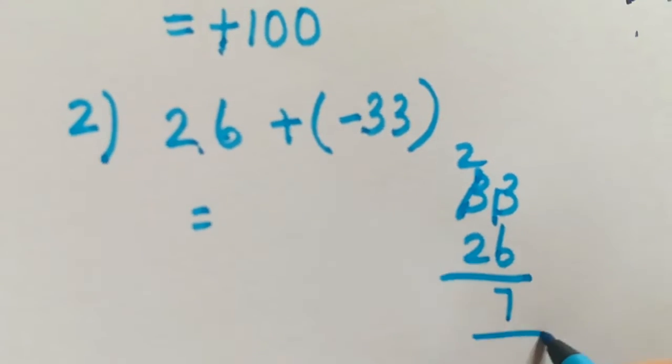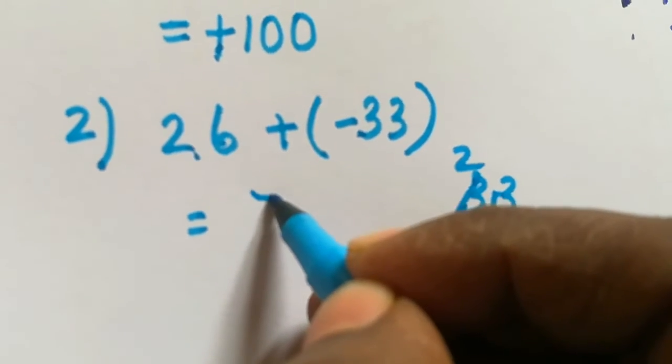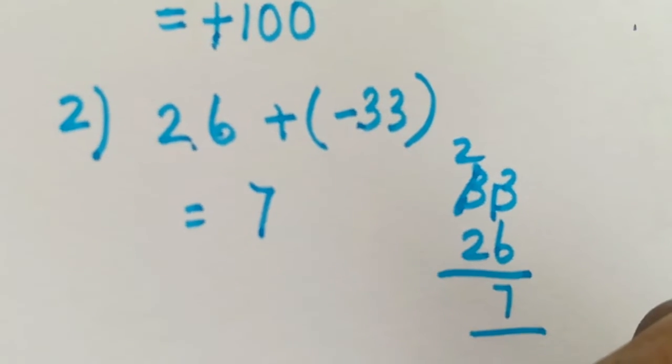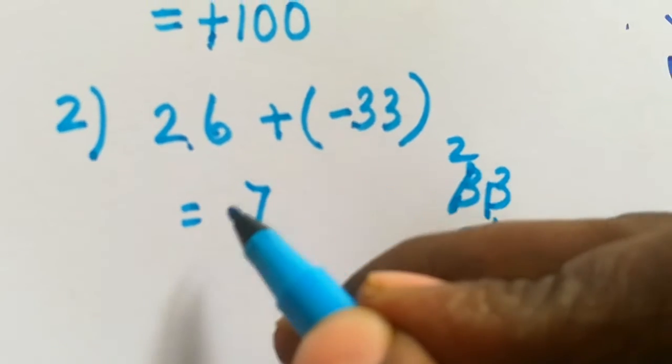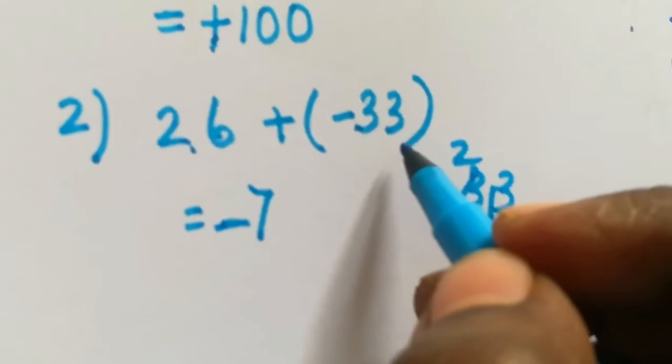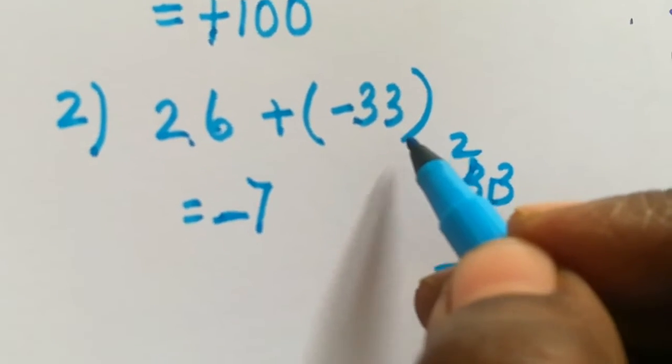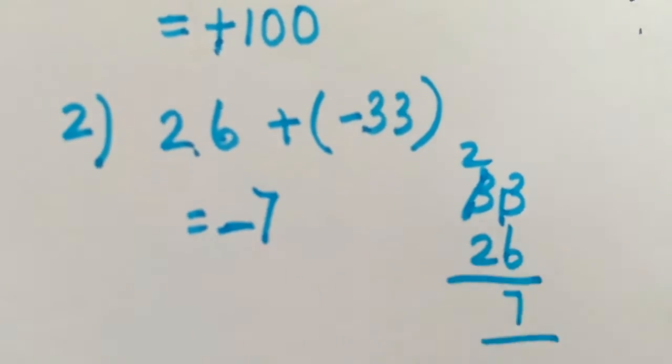We get 7. So which sign do we have to write here? Plus or minus? Minus sign, because 33 is the greater number, isn't it? So we have to put minus.